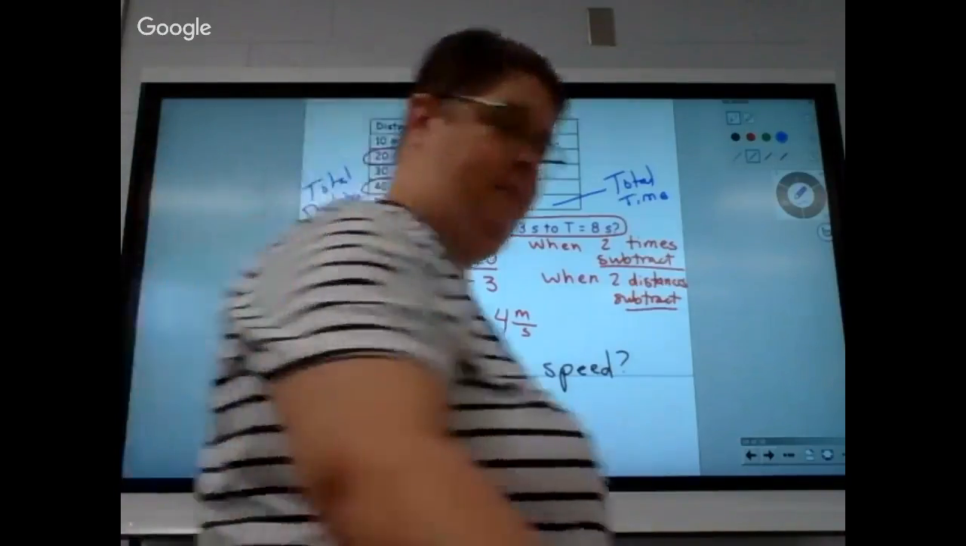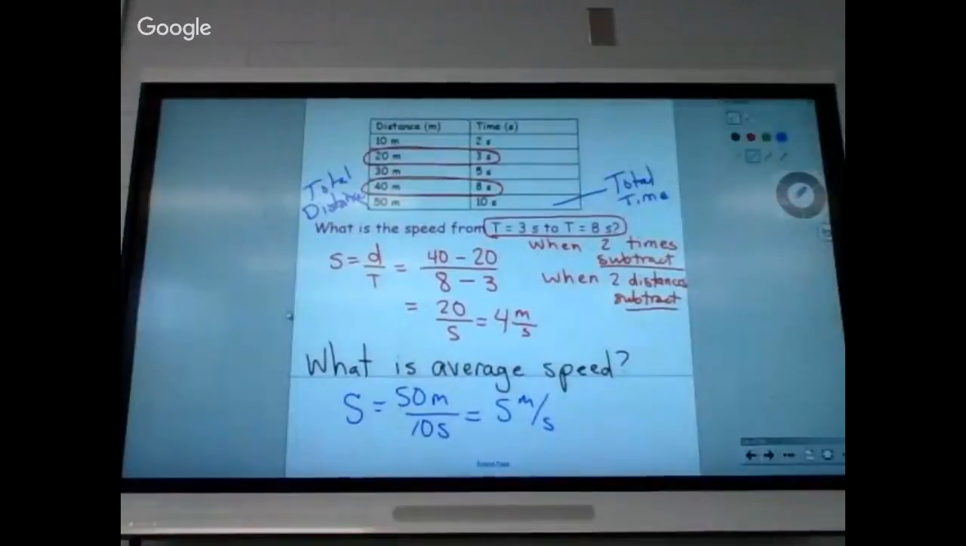Okay. Now, I need 2 volunteers. Some rulers, make sure they all have centimeters. I got it. All right. And then here's the last sheet.